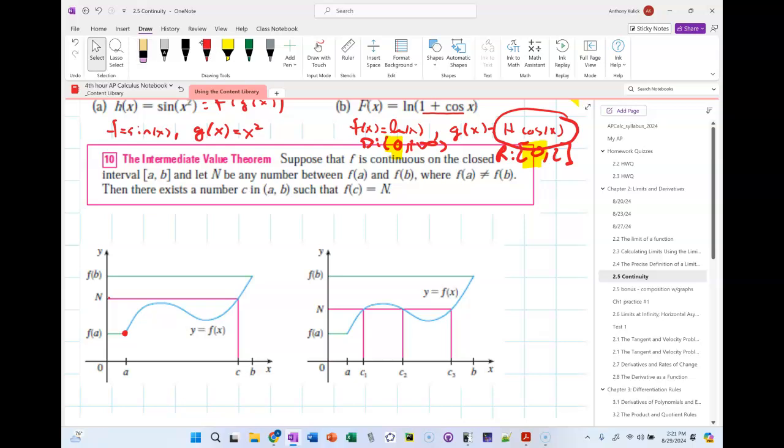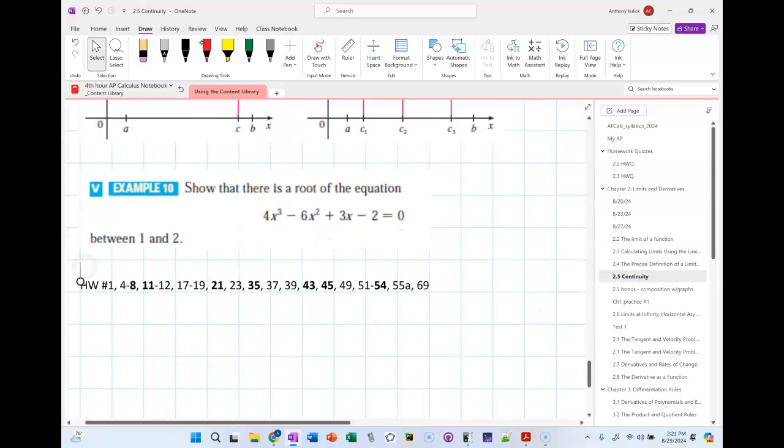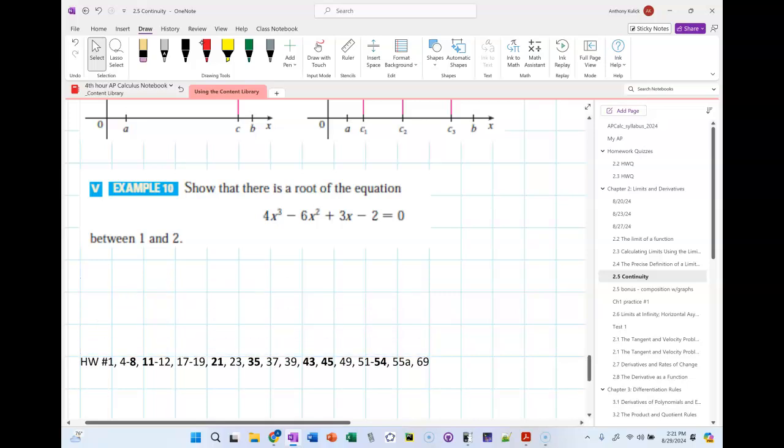Okay, let's do an example. Example 10 says, show there's a root for the equation, yada, yada, yada, between 1 and 2.